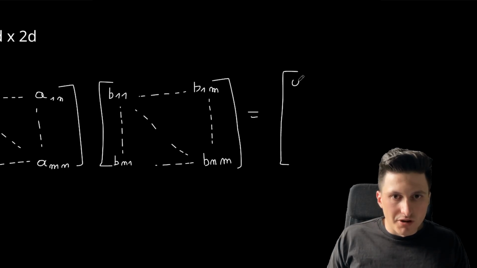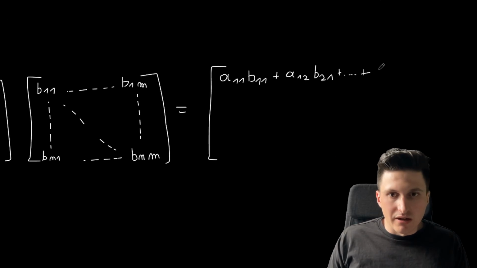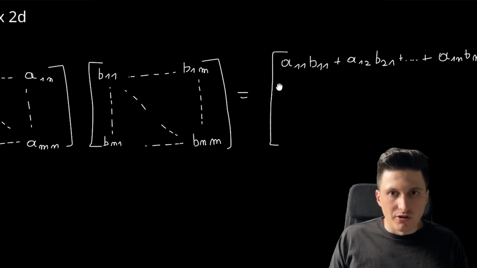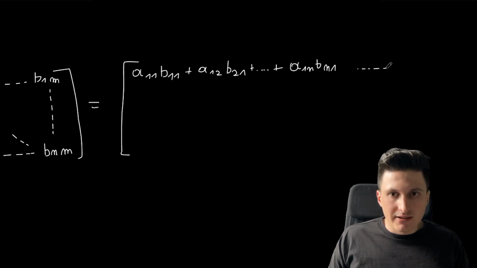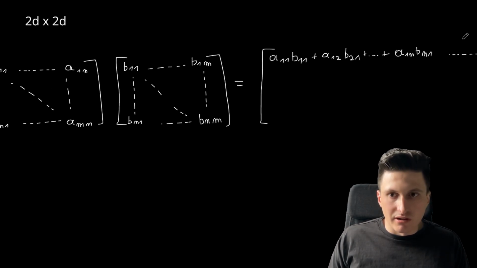So here what we are doing is first multiplying A11 times B11 plus A12 times B21 until we eventually reach the last element, and that will be A1n times Bn1. And so the first row times the first column leads to the first element right here. And this is going to continue until we multiply the first row times the last column.